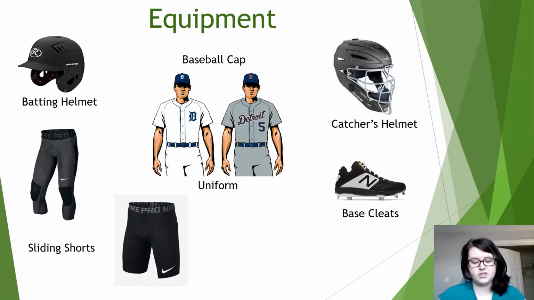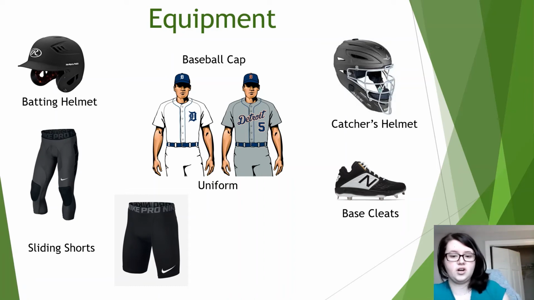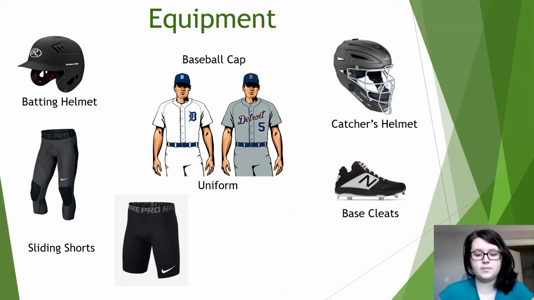And then we have our sliding shorts. These are padded shorts to protect players' thighs while they are sliding into the bases, because when you're hitting that ground trying to get those bases, it's a little hard. Our next one is our baseball cleats. These are a little bit different, as baseball cleats are spiked, and they're either made out of rubber, sometimes plastic, or metal, and it gives players traction on the ground.